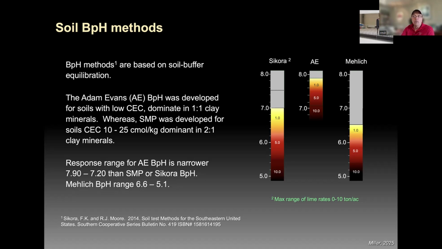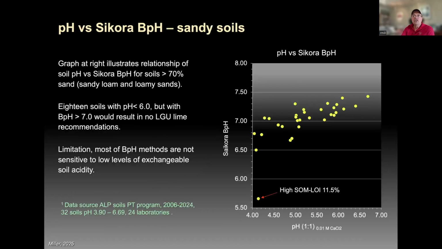Okay, so I mentioned earlier that it's kind of interesting what happens as we get into sandy soils. And each one of these buffer pH methods has its limitations. And so this is the same graph I showed you earlier, but I've pulled out all the soils with more than 70% sand out of the ALP database. And so these are basically sandy loam and loamy sand textures. And there's 18 soils there that have pHs less than 6, but have buffer pHs greater than 7.